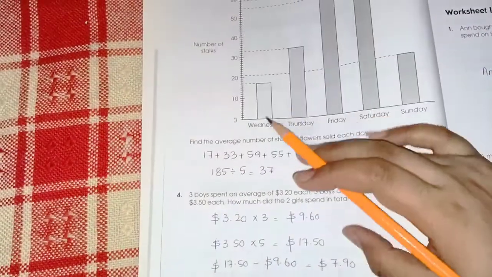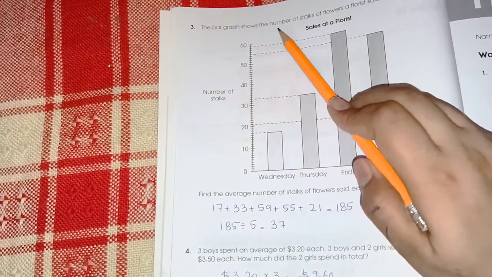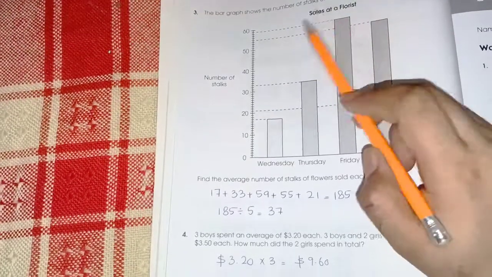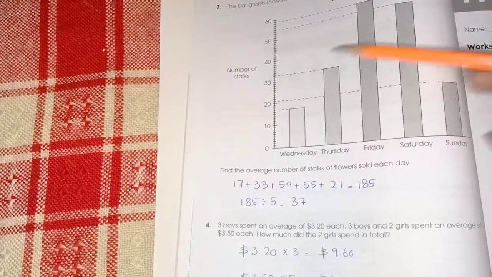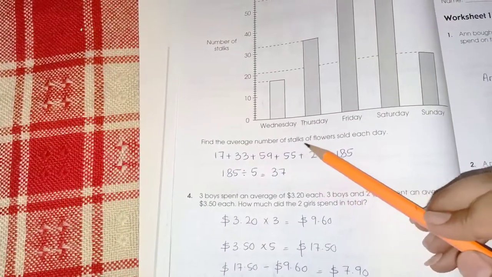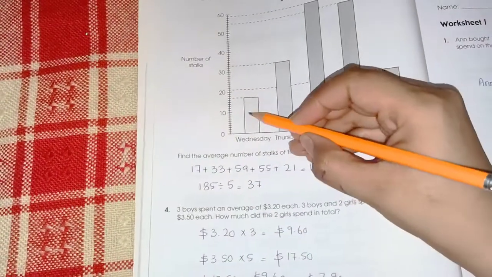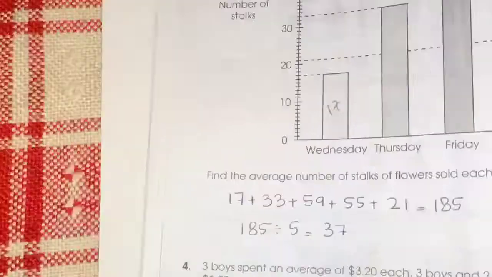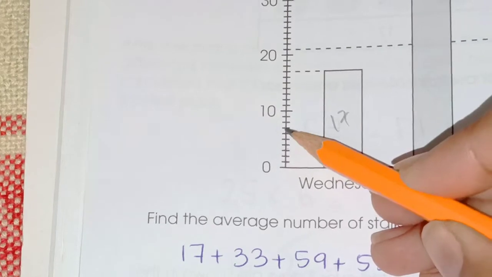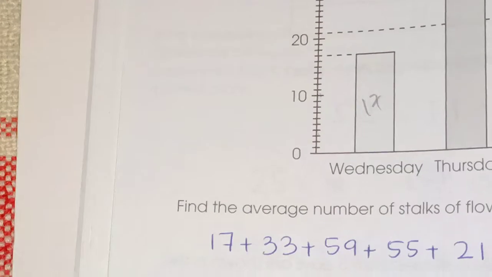Page number 54, last page of chapter average. Again we have the bar graph. The bar graph shows the number of stalks of flowers a florist sold over 5 days. Wednesday, Thursday, all the days are here, and other stalks. Find the average number of stalks of flowers sold each day. On Wednesday, 17, because the gap between is 1, 2, 3, 4, 5, 6, 7, 8, 9, 10. So it means the gap is 1.